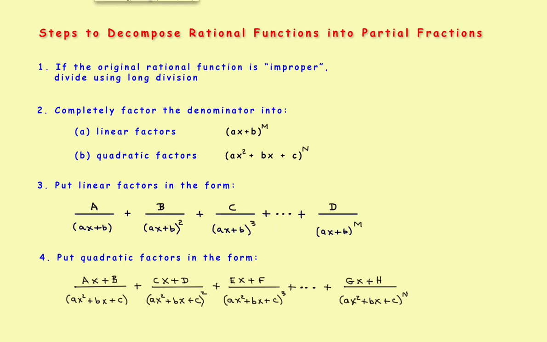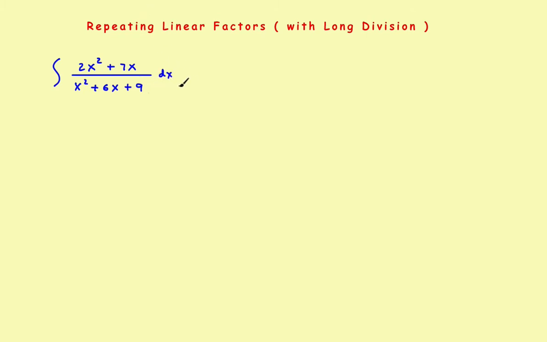So let's take a look back at our original problem now. What we've got is this. The degree of the numerator is x squared, the degree of the denominator is x squared, so we will have to use long division here. So what we're going to do is just set it up like this. And this is the same old long division that you've always had back in algebra.